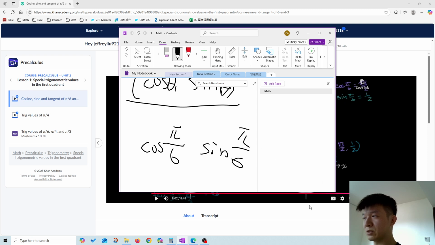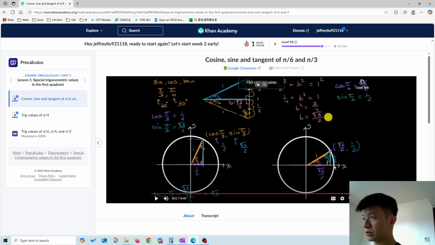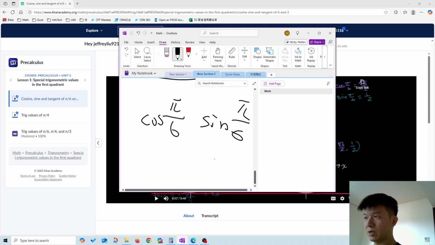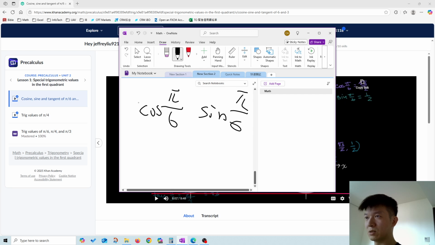So the angle will be the same because in your unit circle, your ray comes over here, starting from here, go over here. It's gonna stay the same. The hypotenuse, so to say, is gonna stay the same. Okay, and so that gives you what? What does that give you? So pi over 6 is 30 degrees, cosine 30 degrees, and sine 30 degrees.